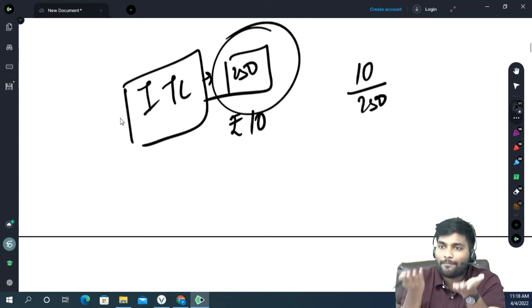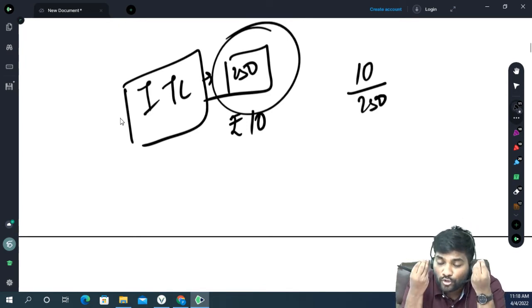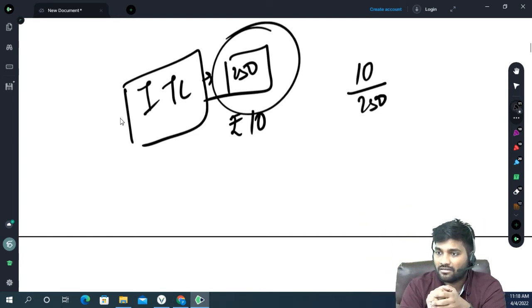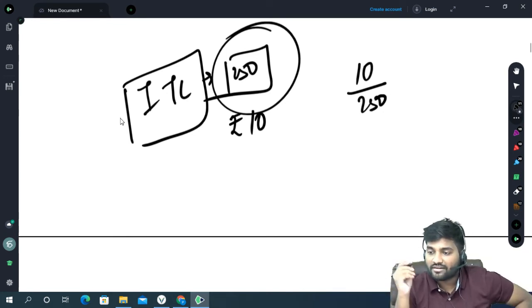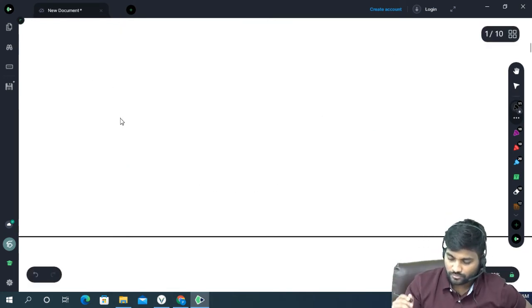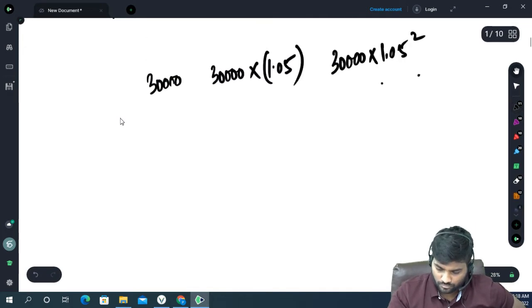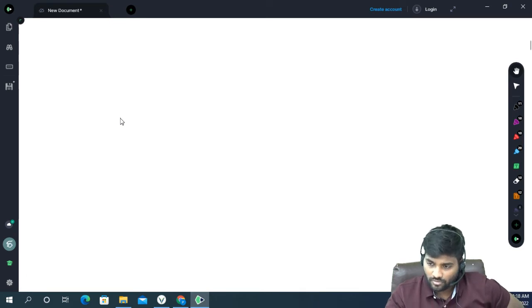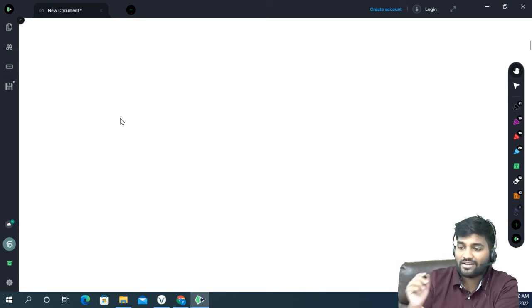Just like, you're paying me 30,000 rupees. Why? Because you know that in future you're going to earn in lakhs. So basically this 250 rupees is the present value of all the future earnings that you're going to get from the company. So this is the share price value. What have we written till now? Now we will take some case examples.